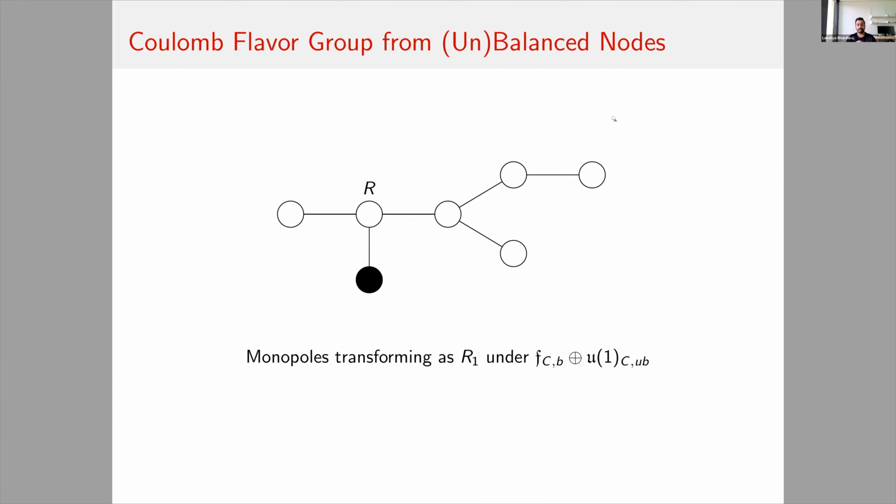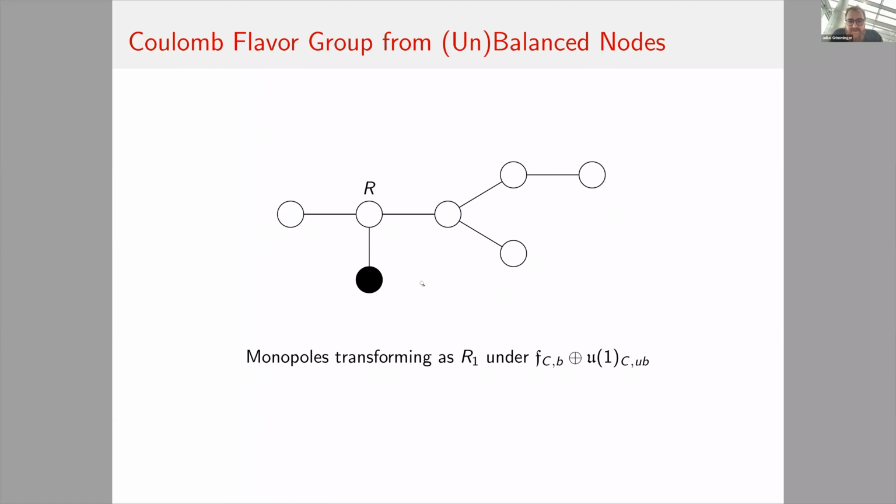So here I'm drawing a cartoon of some 3D N=4 gauge theories with unitary gauge groups, which has some balanced and unbalanced nodes. So there are some balanced nodes which are shown as white dots, and there is an unbalanced node here, which is shown as a black dot. And this black dot is hitting the white dot at some particular point.